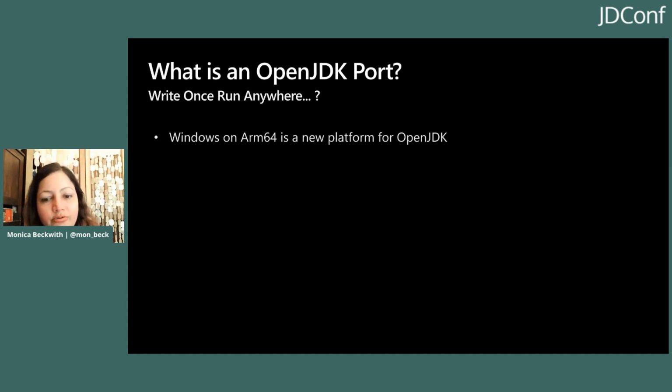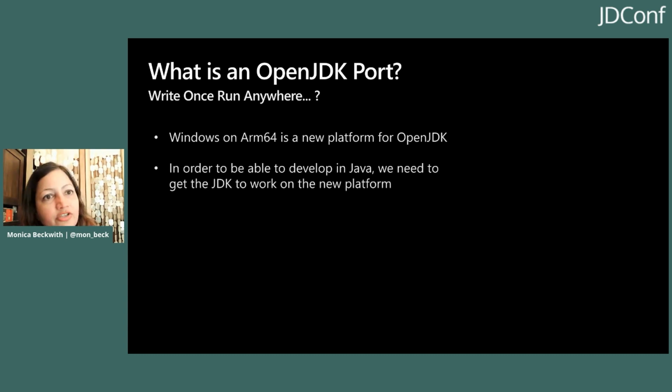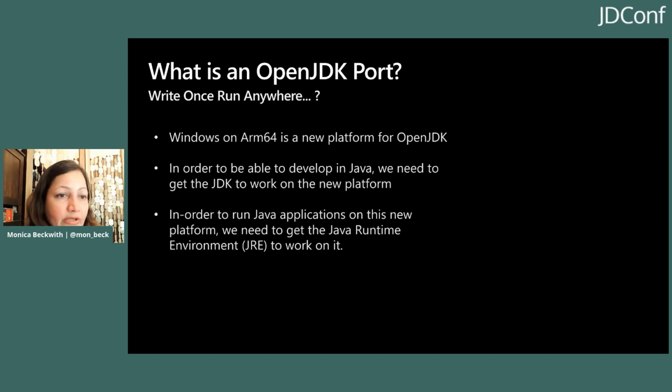And to be able to get developers to develop in Java, we need to make sure that the JDK is available, right? The second thing we want to make sure is that even if you're not developing on the JDK, you still have a runtime environment for Java. So you could run your apps on the Windows and ARM platform. So we need the JRE, which is the runtime environment for Java.